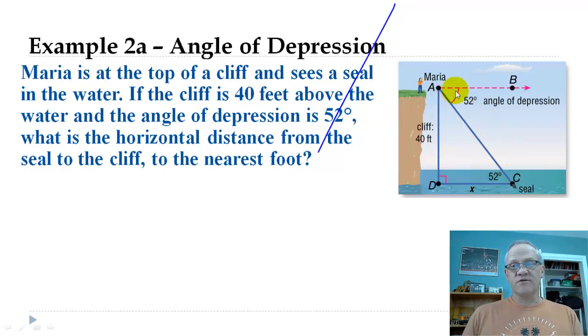So the angle of depression from Maria looking down to the seal is the same as the angle of elevation of the seal looking up at Maria, if you want to think of it that way. And we're trying to find the distance from the cliff basically to the seal. So that's our X.